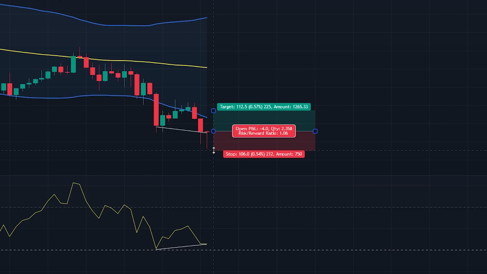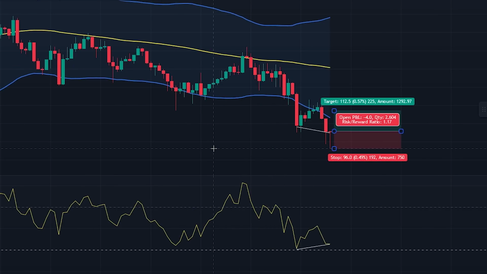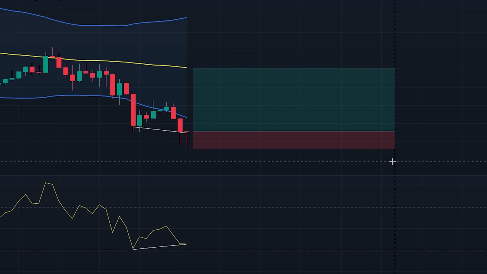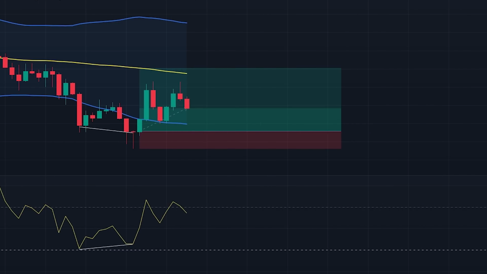Since both conditions have been met, we will enter into the position. We will place the stop loss at the recent swing low. For the take profit, we will target the middle line, which is the moving average, making sure that the risk-to-reward ratio is at least 1.5. Now let's see how the trade plays out.